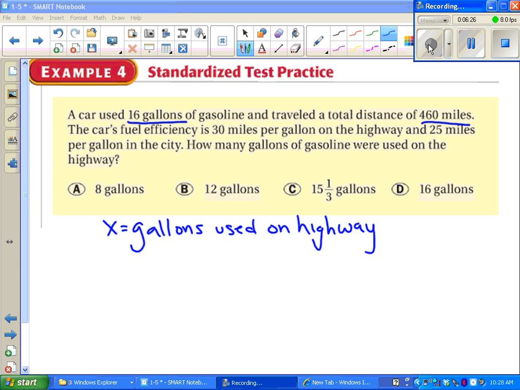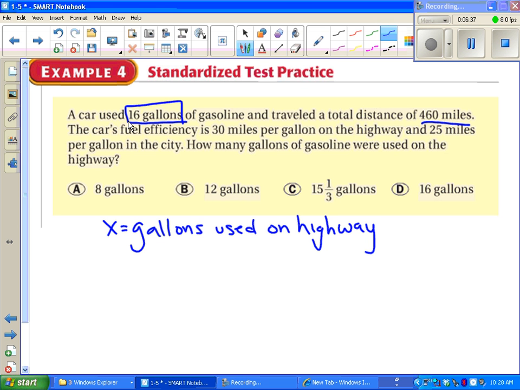I'll also need to know how many gallons I use on the freeway to figure out this problem. And I don't want to give another variable to that because I can kind of figure it out. I know I use 16 gallons total, and X of them were on the highway, so I could take that total 16 gallons and subtract the gallons on the highway, and that should give me gallons on the street. City streets. Now I can figure some stuff out here.